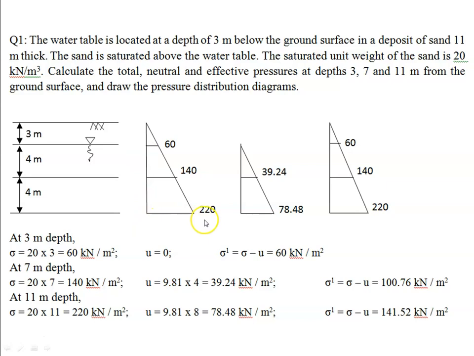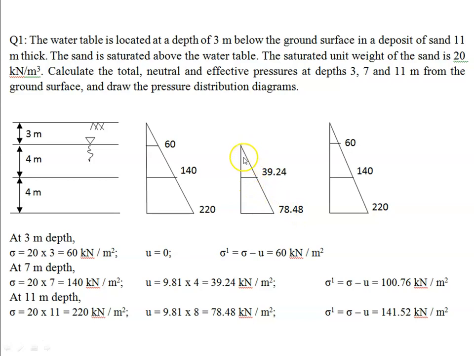Then the pore water pressure distribution diagram. There is no pore water pressure at the top, that is at the ground level, because there is no weight of water at this level. Then at 3 meter depth also there is no weight of water. At 7 meter depth the value is 39.24 and at 11 meter depth it is 78.48.